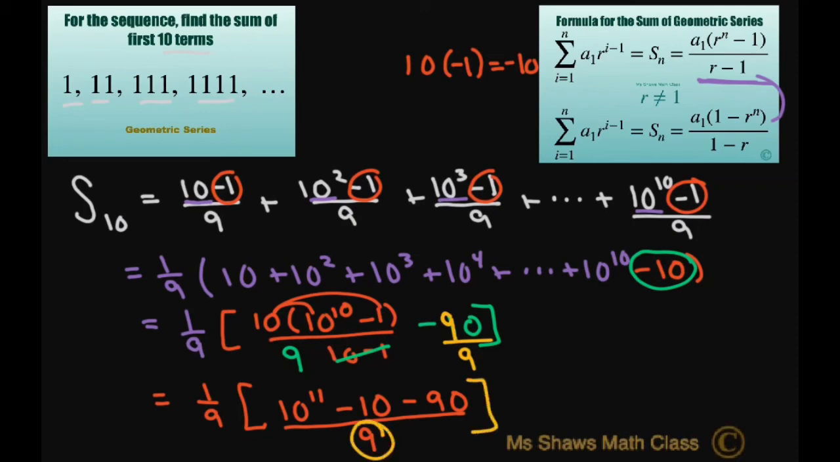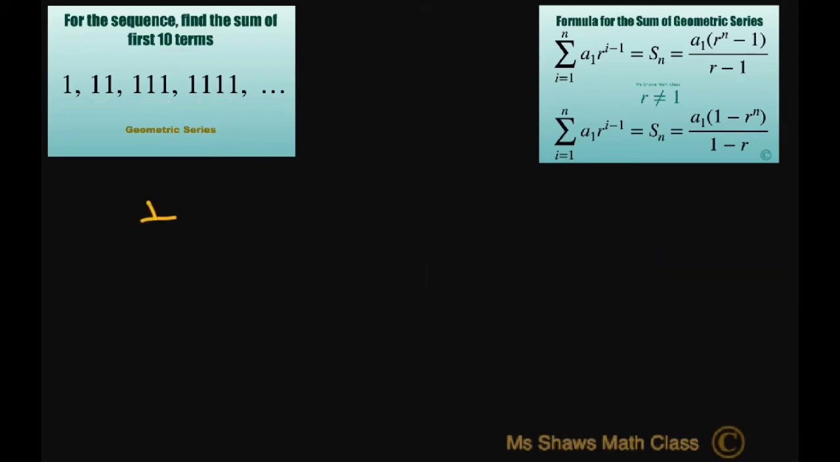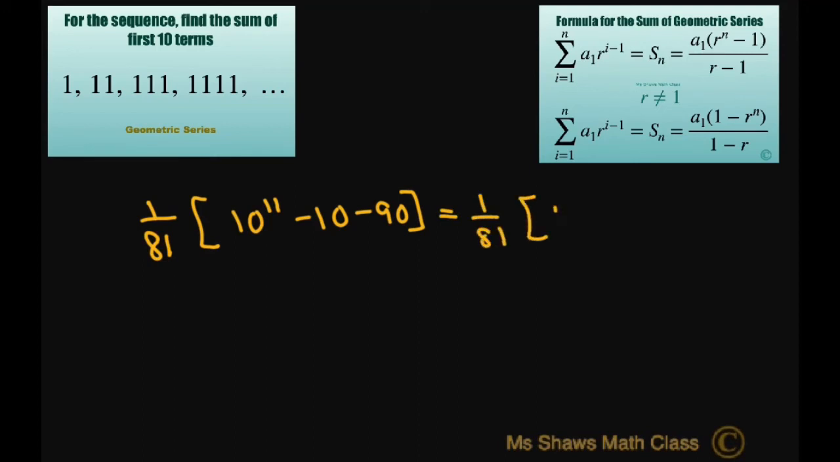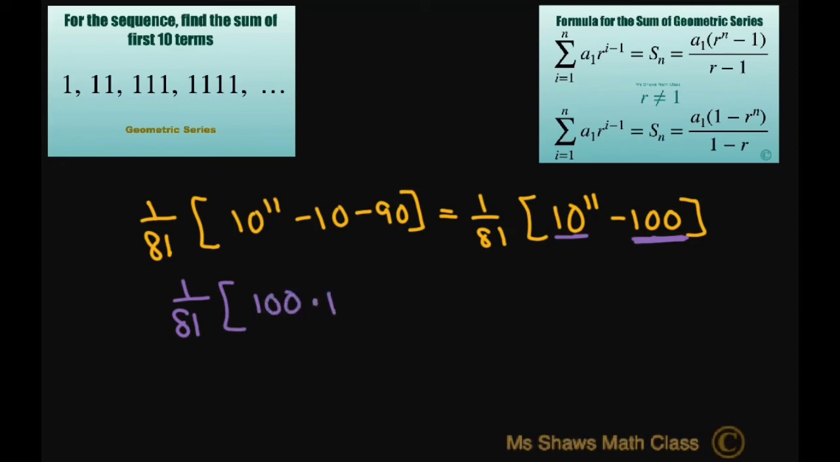All right, the next step I'm going to do is multiply these two and simplify this. So we're going to get 1 divided by 81, and again we had 10 to the power of 11 minus 10 minus 90. All right, this is going to equal 1 divided by 81, and we get 10 to the power of 11 minus 100. All right, let's see what we can do here. Let's factor out 100. I can write this as 1 divided by 81, and I can write this as 100 times 10 to the power of 9 minus 100.